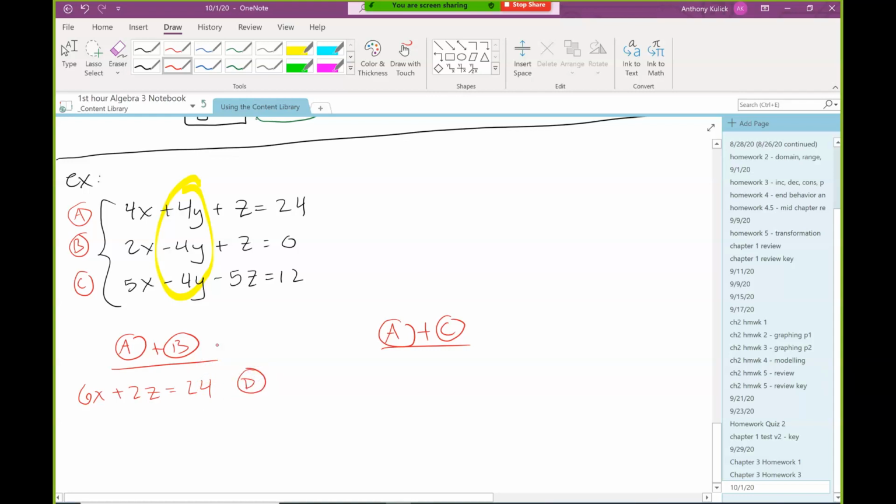Now let's add up A and C. So 4x and 5x is 9x. 4y and negative 4y is 0. 1z and negative 5z is negative 4z. And 24 and 12 is 36. I'm going to refer to this as equation E.